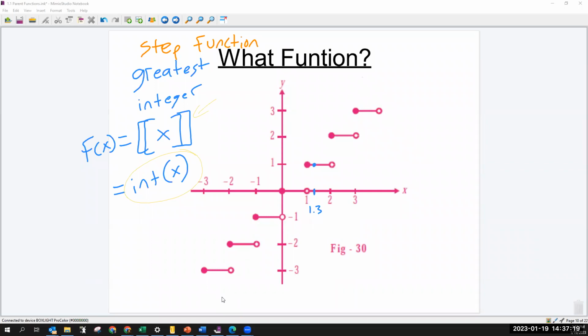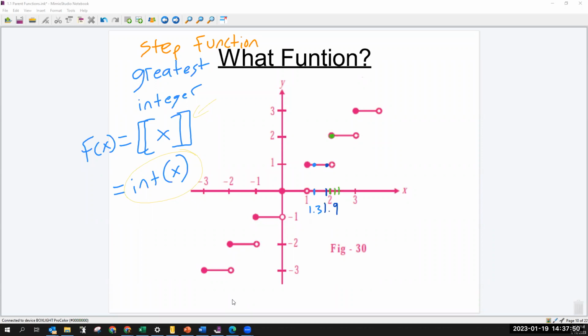Now, if I come over here in a darker blue, we'll say this is 1.9. Well, still the greatest integer without going over is 1. So we'd put a point at 1. But then once I jump up here to 2, once I'm at 2, the greatest integer is no longer 1, it's 2. So we jump up to 2.